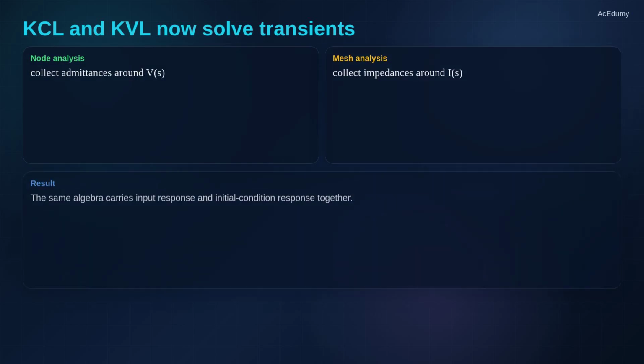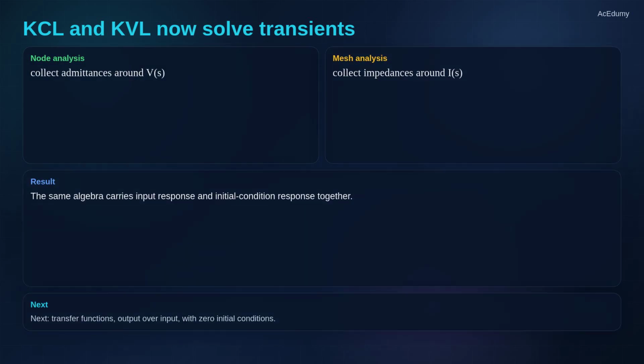Summary. Lesson 17 gave us the branch models. This lesson shows how to use them in equations. Node analysis collects admittances around V of S. Mesh analysis collects impedances around I of S. The result contains the input response and the initial condition response together. Next, we turn these equations into transfer functions, output over input, with 0 initial conditions.